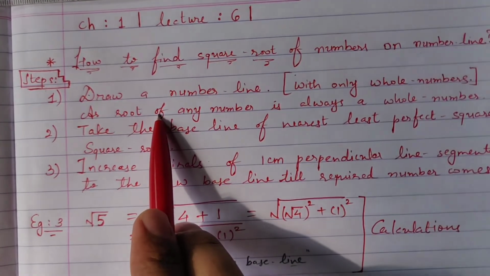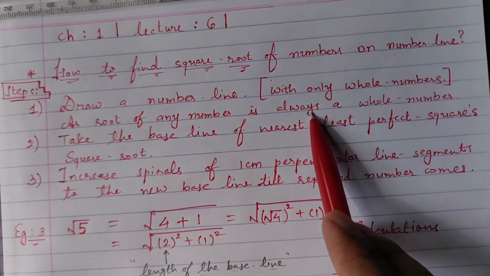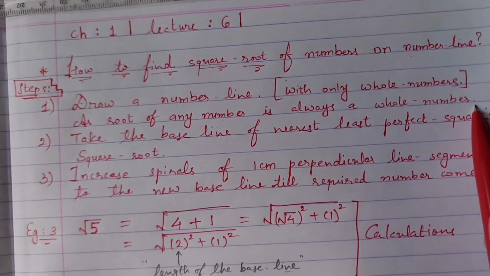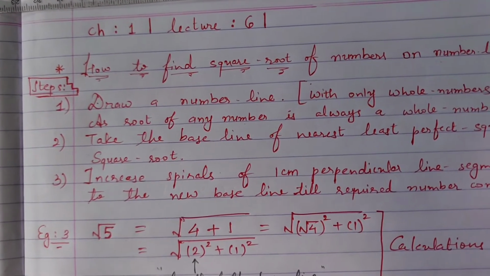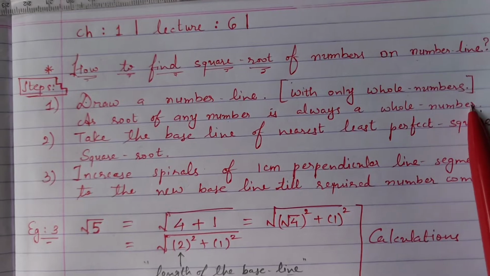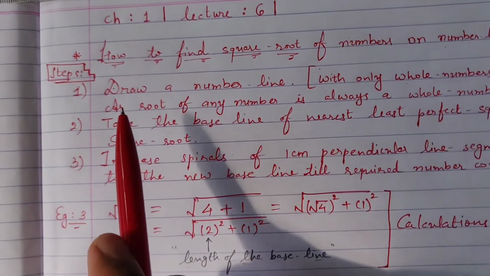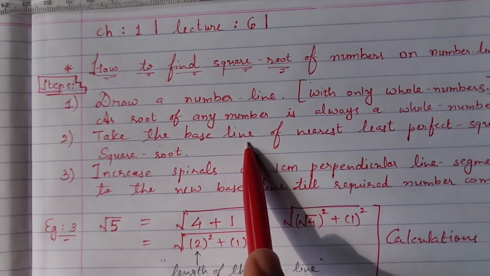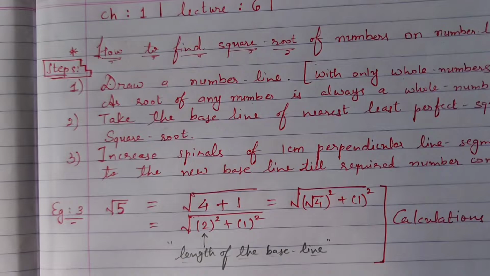Because as you take any root of any of the numbers, you will always find a whole number only as the answer. Square root of any number cannot generate negatives. This is the reason we are only occupying the whole numbers on the number line. Take the baseline of the nearest least perfect square and its square root.